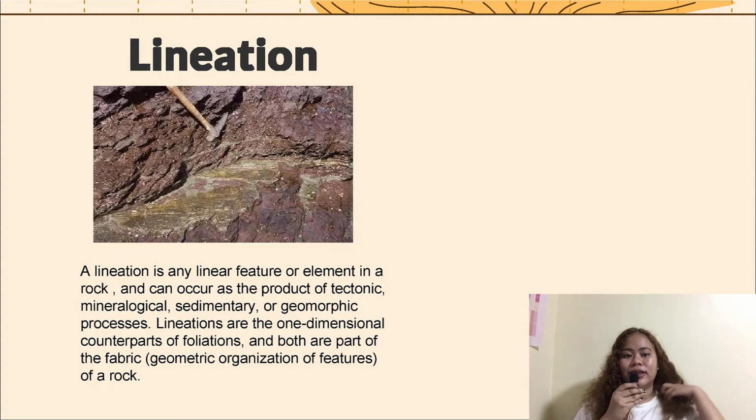Lastly, we will talk about lineation. A lineation is any linear feature of or element in a rock, and can occur as a product of tectonic, mineralogical, sedimentary, or geomorphic processes. Lineations are the one-dimensional counterparts of foliations, and both are parts of the fabric, the geometric organization of features, of a rock.